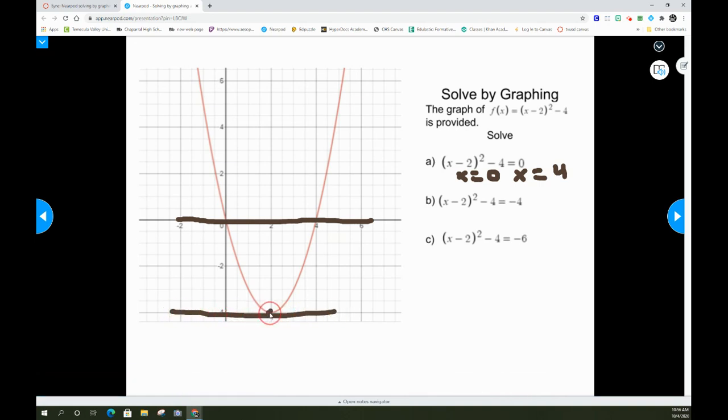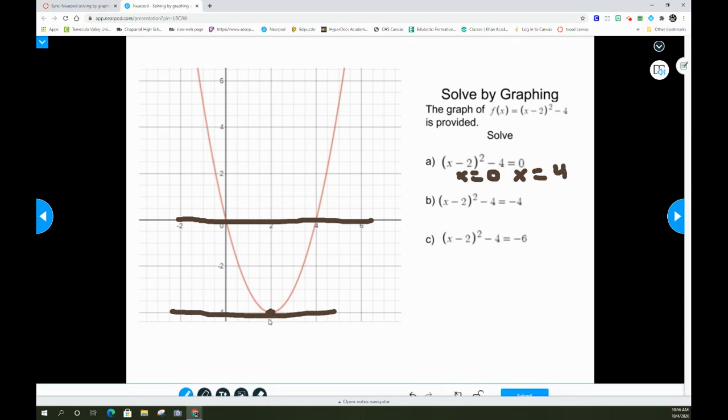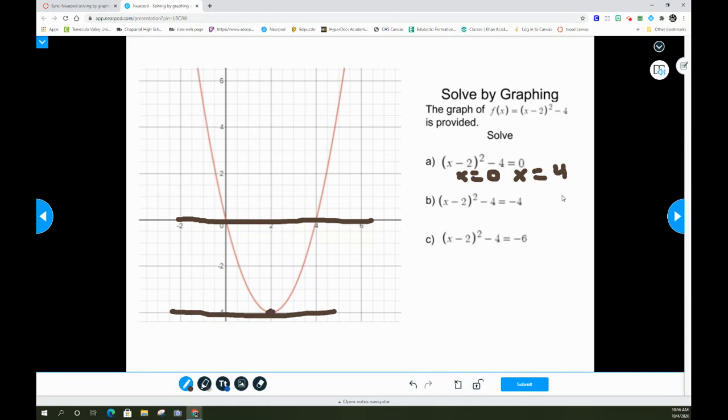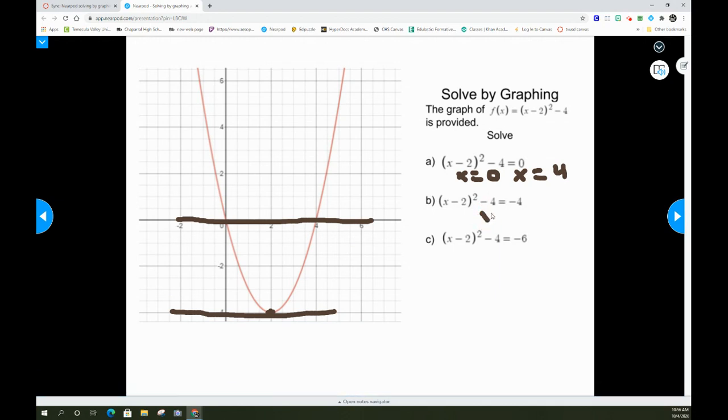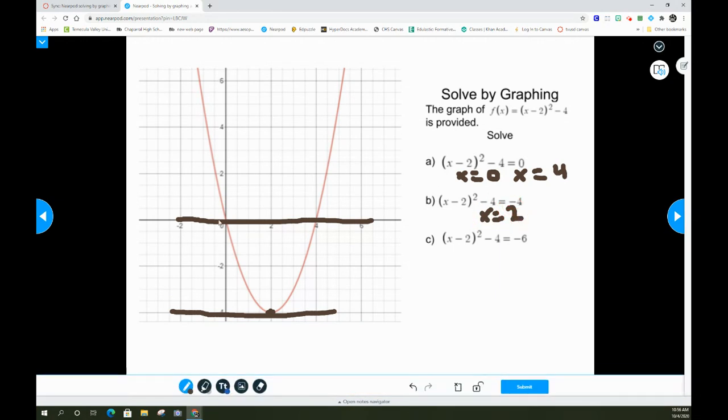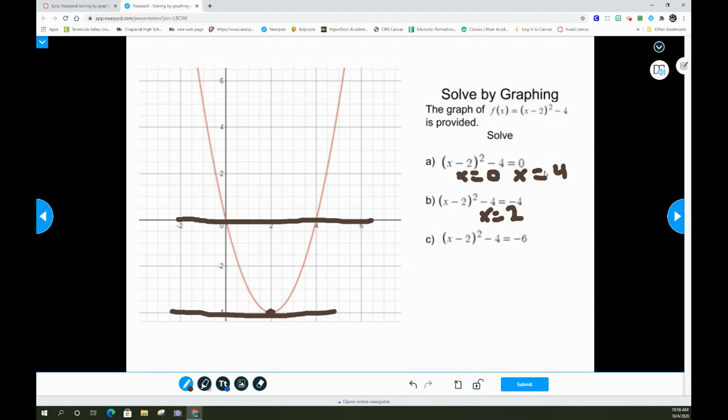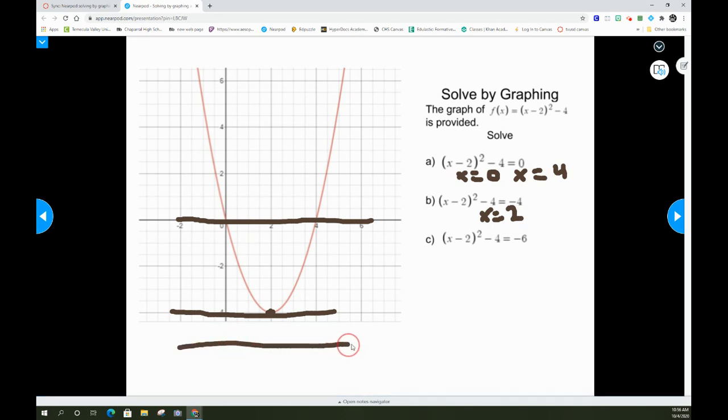Oops, bad line there, but you can see that it hits at just one point, and that's when x is 2. So in this case, it only intersects once, so there's only one answer. In the first case, it intersected twice, so there are two answers. Now C says when it equals -6. Well, that's way down here. It's not going to intersect at all.